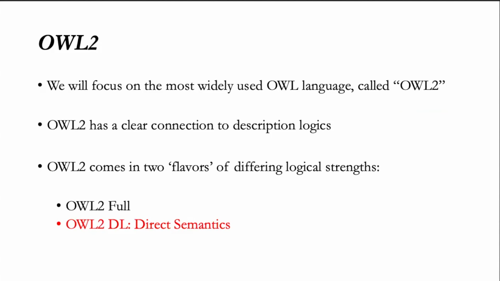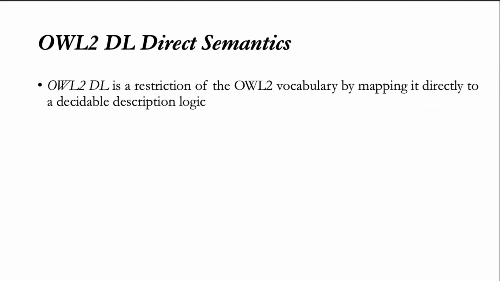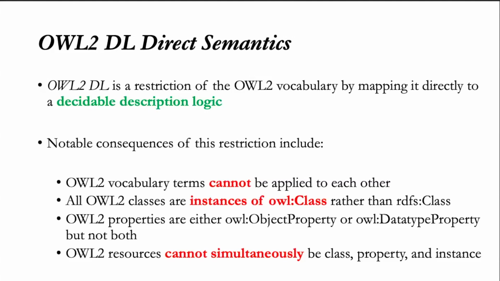We've, again, been focusing on the direct semantics. The direct semantics is a restriction of the OWL2 vocabulary by mapping it directly to a decidable description logic. It lines up with a decidable description logic. Notable consequences include OWL2 vocabulary terms cannot be applied to each other. You can't apply a part of the OWL2 vocabulary to other parts of the vocabulary. They're off limits for that kind of relation. All OWL2 classes are instances of OWL class rather than RDFS class, which is the bigger class.